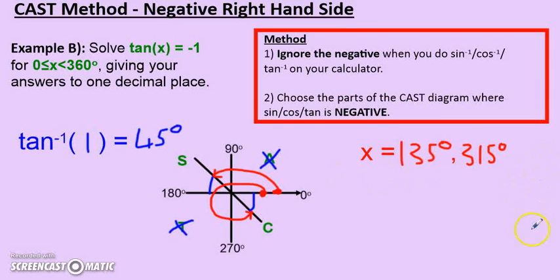Okay, another question done. Dealing with negatives is very easy as long as you remember to drop the negative in the first step when you use your calculator, and as long as you think about the CAST diagram and choose the correct two quadrants. Choose the places where the trig function that you're interested in can be negative.